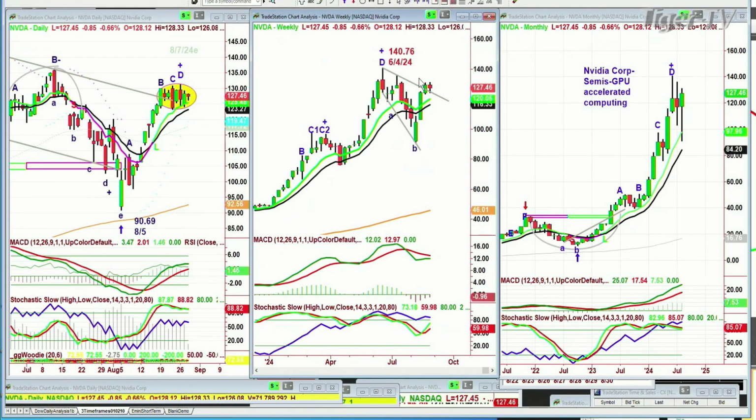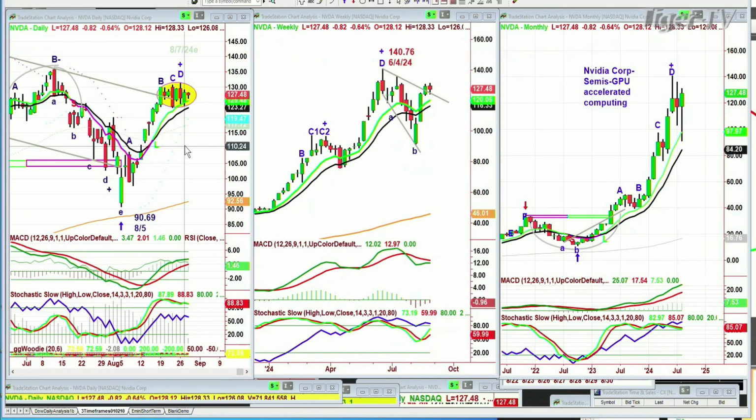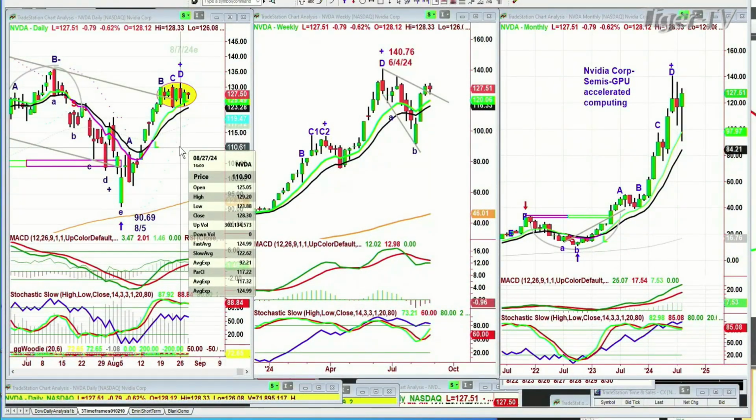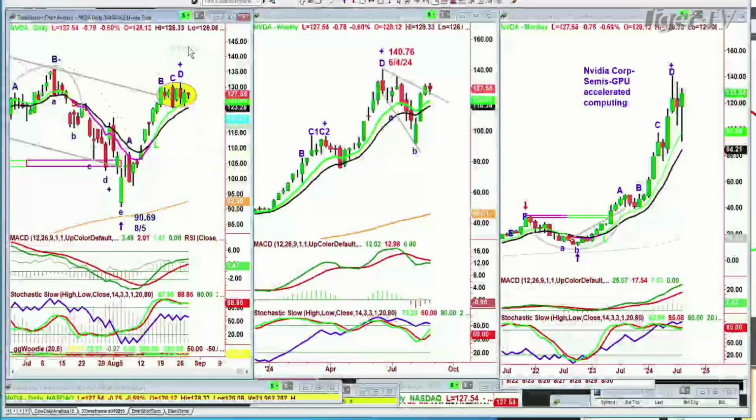Would I buy? Would I sell? I wouldn't do anything. Why? Because if it takes out the high of the 27th of August, which is 129.20, that's a leg E. And that's very positive. So all I can say is above.